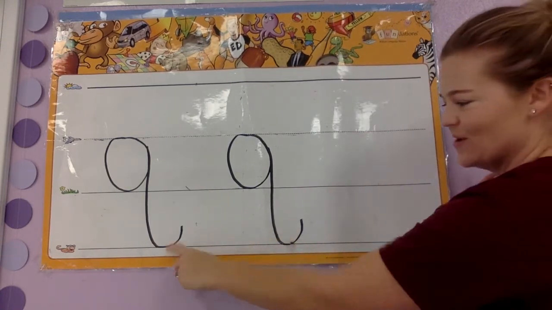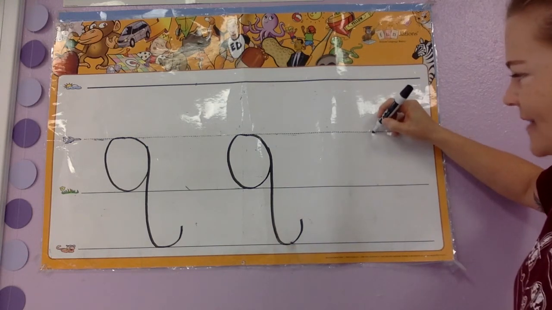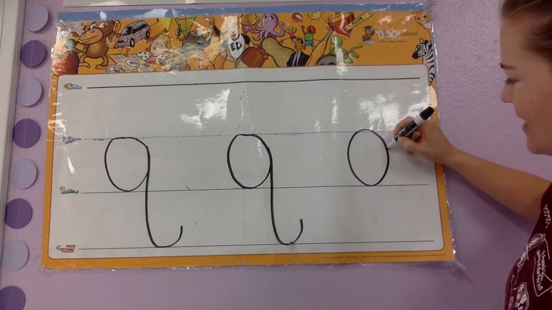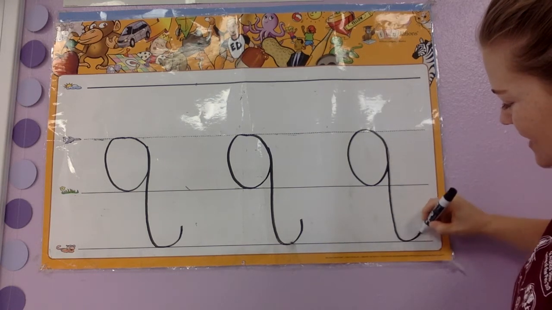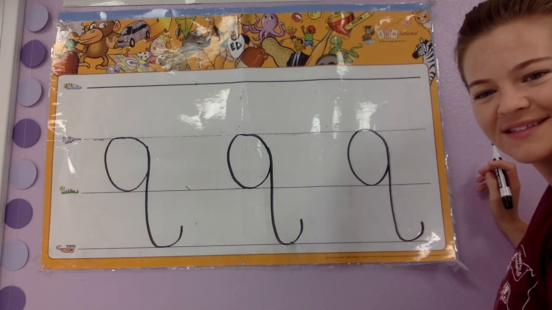All right, let's do one more lowercase q. We're going to start on the plain line, and we do a circle down to the grass line, and then we give it its tail down to the worm line. And those are lowercase q's.